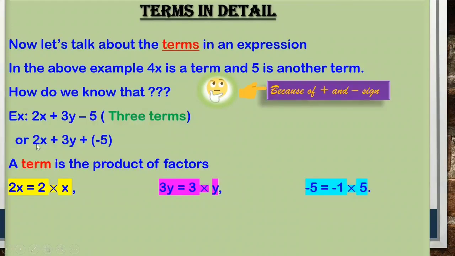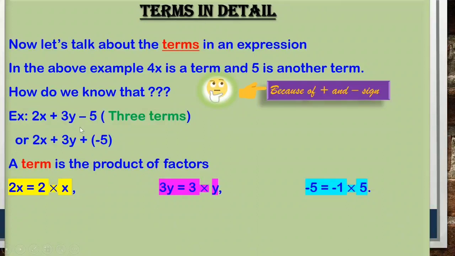What does it mean? If I see 2x, how do we get this 2x? We get this 2x by multiplying 2 with x. So 2 into x gives us 2x, and this is how we define the term. A term is the product of factors. 2 is a factor of 2x, x is also a factor of 2x, because when we multiply these two factors, we get the term.